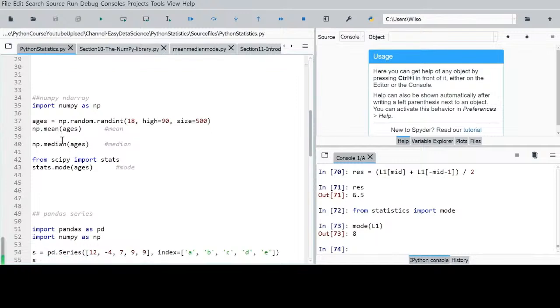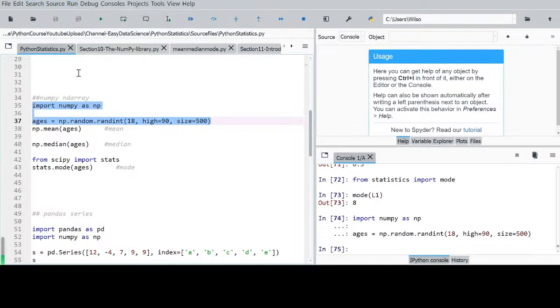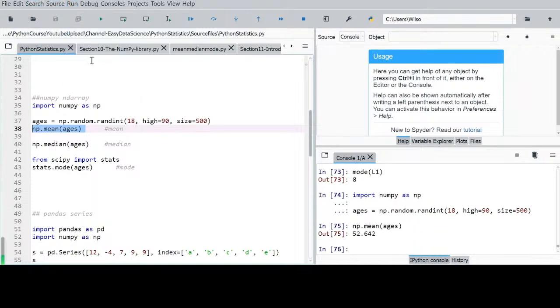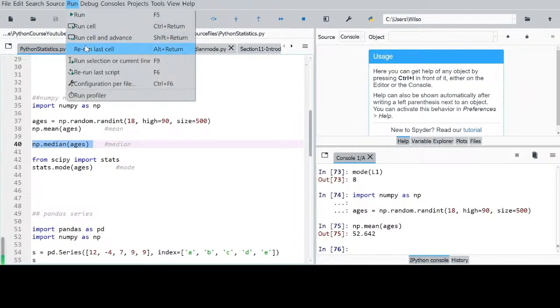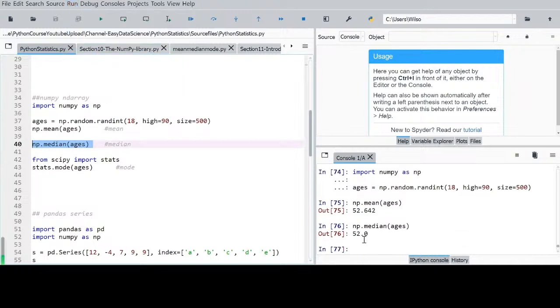So next we show how to calculate these 3 measures for NumPy and the array. So first we import NumPy and create an ndarray of 500 elements. Then we just use NumPy's mean function on this array. So the mean is about 52.64. Then we can also use NumPy's median function on this ndarray. So the median is 52.